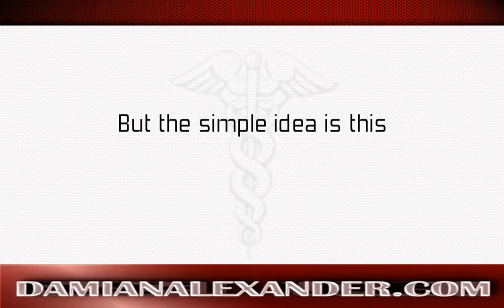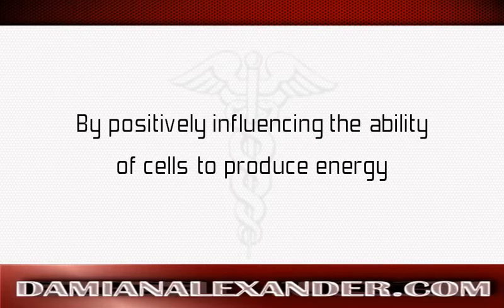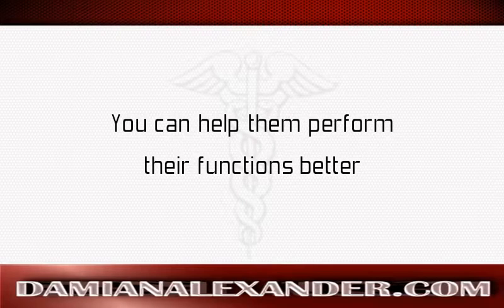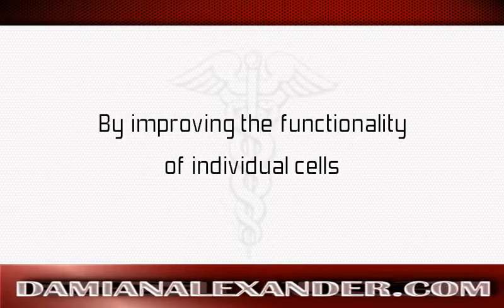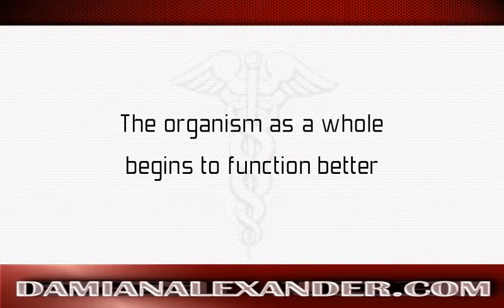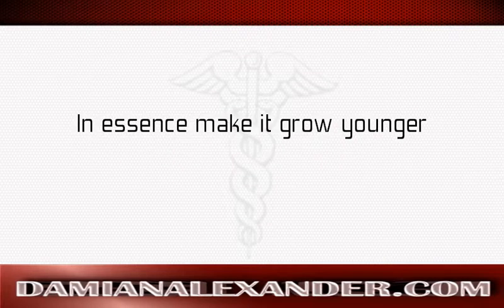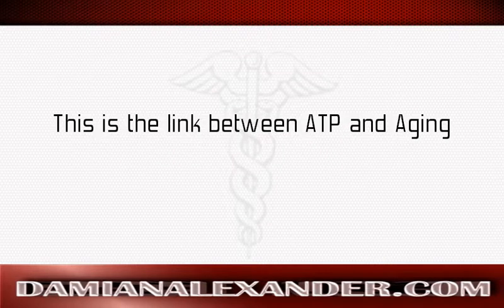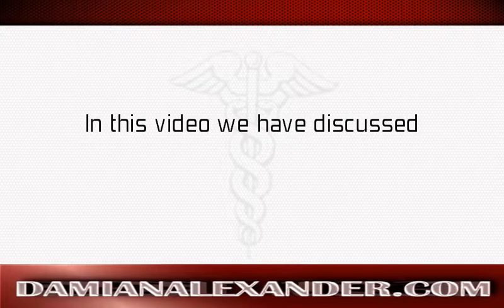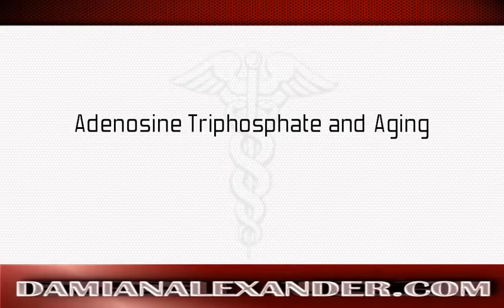But the simple idea is this. By positively influencing the ability of cells to produce energy, you can help them perform their functions better. By improving the functionality of individual cells, the organism as a whole begins to function better. In this manner, you can influence the organism's biological age and, in essence, make it grow younger. This is the link between ATP and aging. In this video, we have discussed adenosine triphosphate and aging.